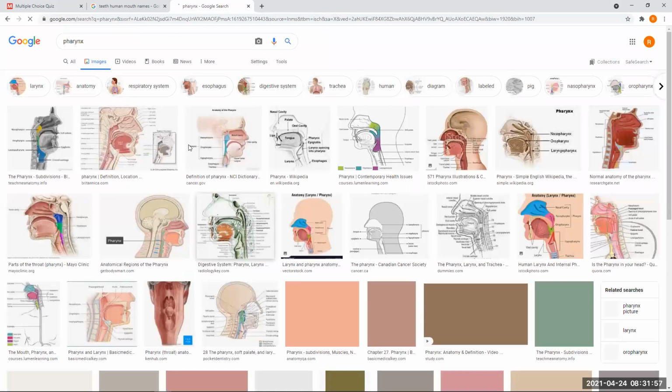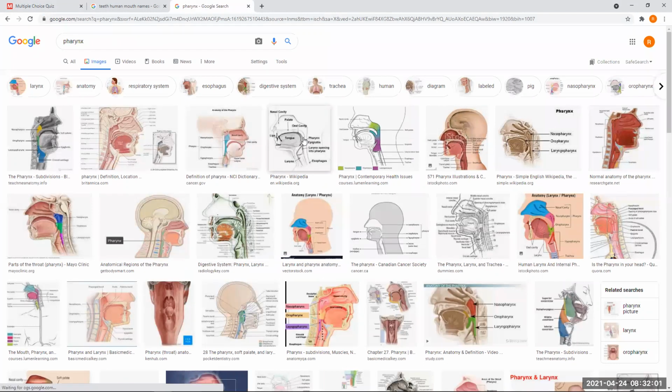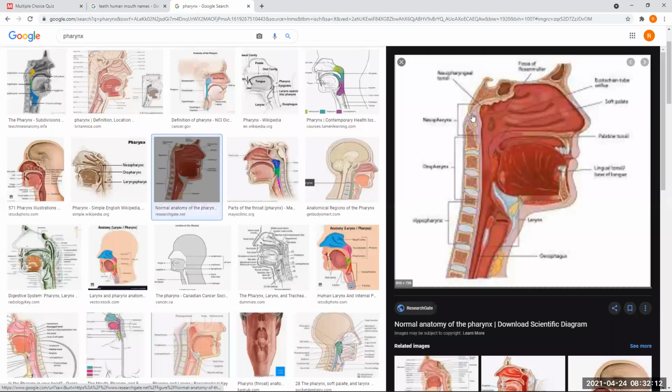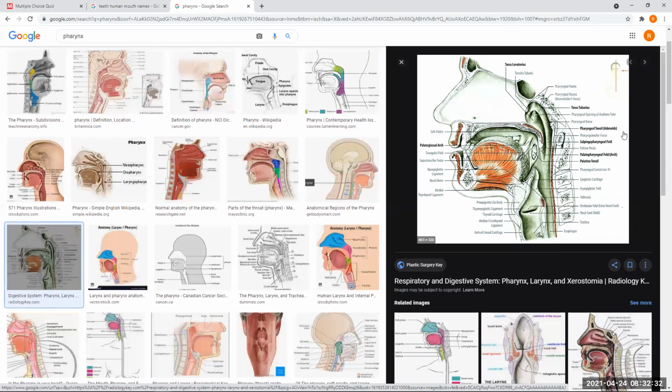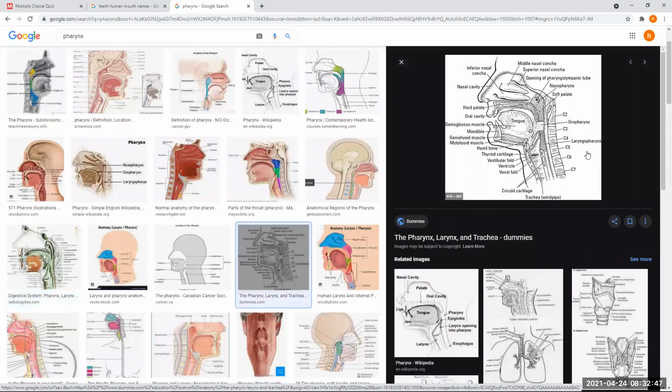You have the nasopharynx. So the pharynx is this area here, right? You have the nasopharynx, you have the oropharynx, and the laryngeal pharynx, as shown here. Let me see if I can see it on another one. The nasopharynx, oropharynx, and this area, not shown on this one. Right, this one is showing it. So the nasopharynx, the oropharynx, and the laryngopharynx.